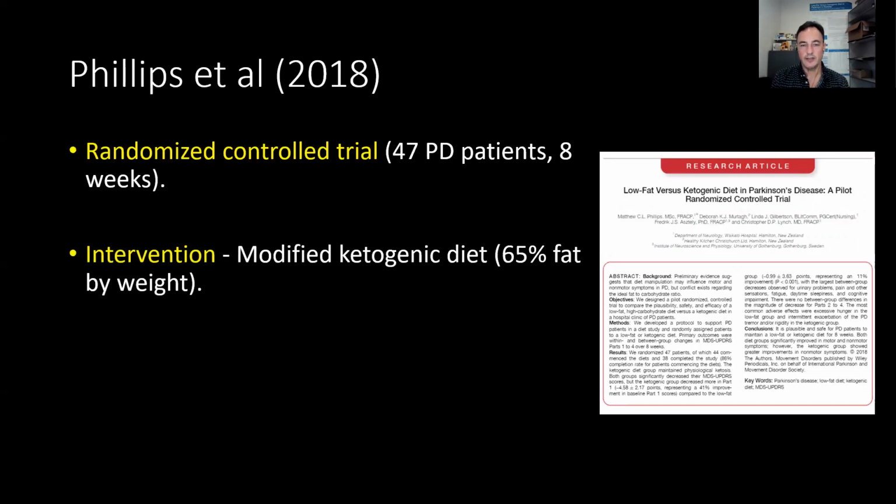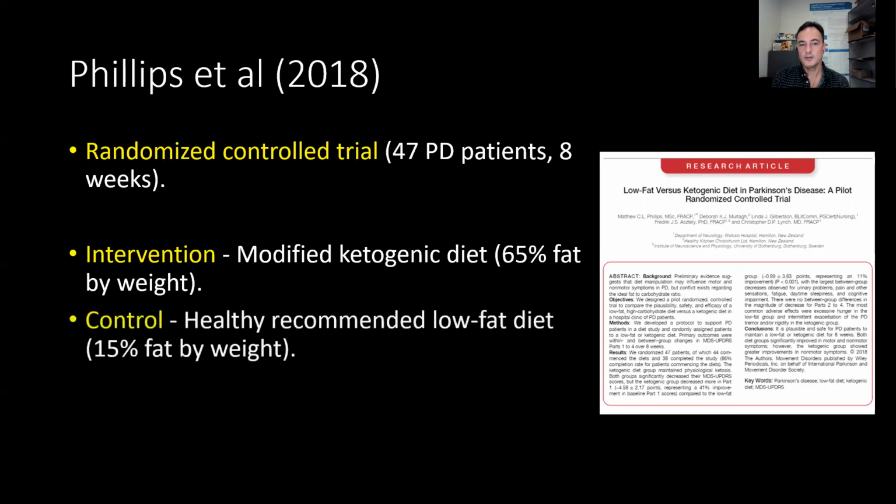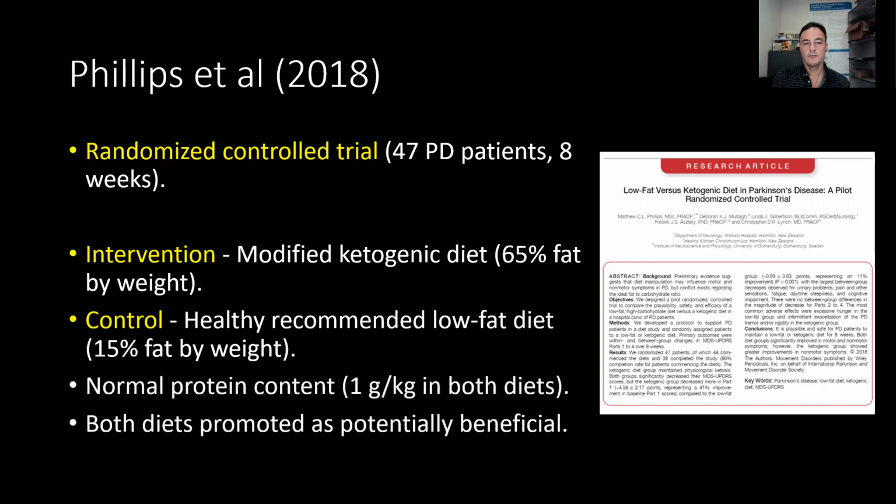So we used a modified ketogenic diet, which was 65% fat by intake. That's sort of a moderately strong ketogenic diet, not as strong as the Van Italy one. And our control was a healthy recommended New Zealand healthy eating guidelines, low-fat diet, lots of vegetables, and so on. And it was 15% fat by weight. So quite a huge disparity in the fat intake, as you can see. And very importantly, we had normal protein content in both diets, about 1 gram per kilogram, which we controlled in both arms to the best of our ability.